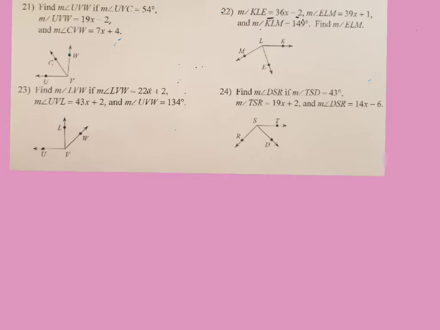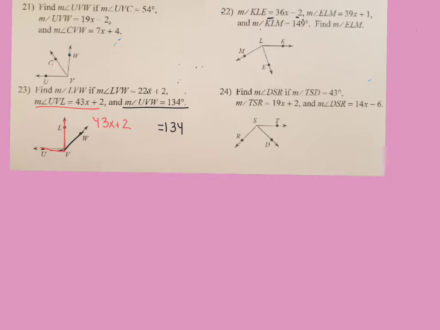So the first thing I'm going to do is I'm going to find UVW or WVU. So I'm looking around, UVW equals 134 degrees. So I always find the biggest chunk first. Now I'm going to find UVL or LVU. So I'm looking for UVL. It's going to be 43x plus 2.